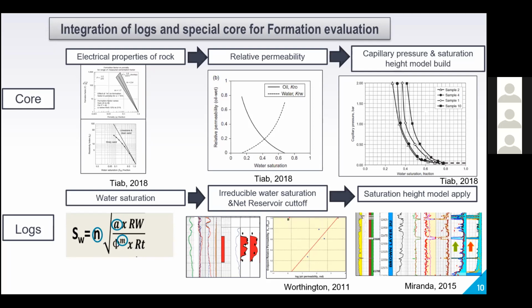Speaking about the last part, the integration of logs and special core for formation evaluation: one of the best parts for any petrophysical evaluation is to use the electrical properties of the rock from the special core data, especially in carbonates. What are the electrical properties of the rock? They are represented by A, M and N. A is called the lithology exponent. It's based on your lithology. M is called the cementation exponent. It's based on your reservoir.